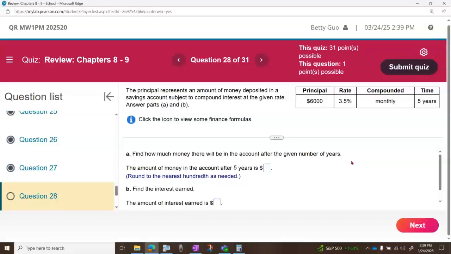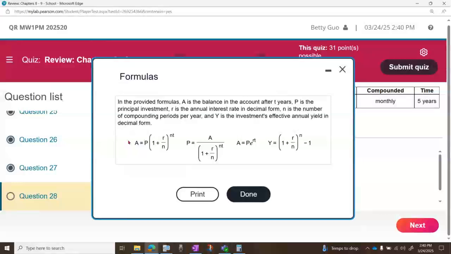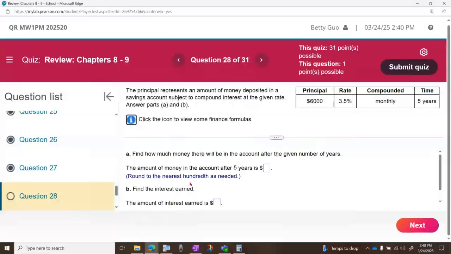The principal represents an amount of money deposited in a savings account, subject to compound interest at the given rate. Answer parts A and B. Find how much money there will be in an account after the given number of years. After 5 years, compounded monthly, rate 3.5%, principal 6,000. So this is a compound interest problem. You may use a calculator. You may use the first formula, or we can use the TI-84 calculator.